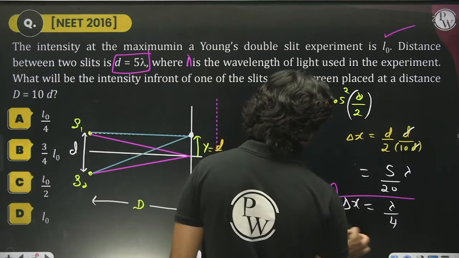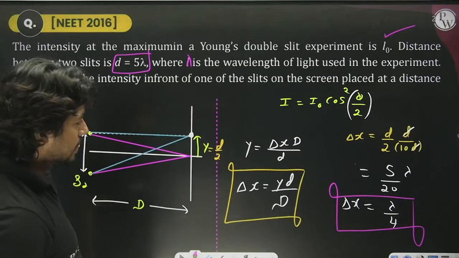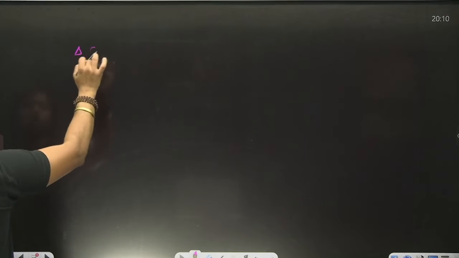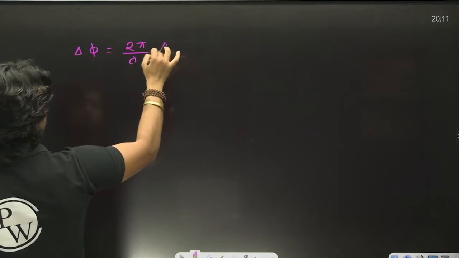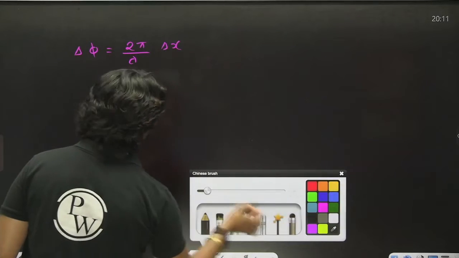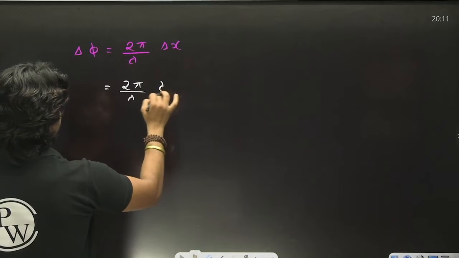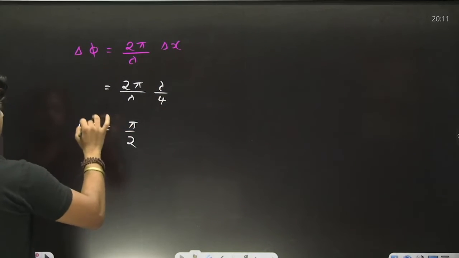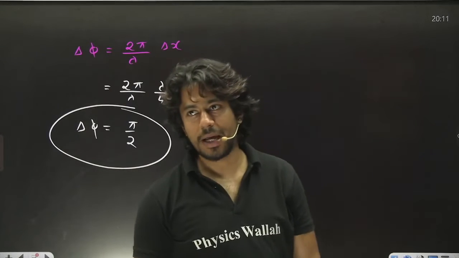So once we found delta x, we can find delta phi. We have found the path difference. So now what can we do? We can find out the phase difference. That's going to be 2 pi by lambda times delta x. So how much does it turn out to be? It turns out to be 2 pi by lambda into lambda by 4. This is nothing but pi by 2. So delta phi, the phase difference, is pi by 2.